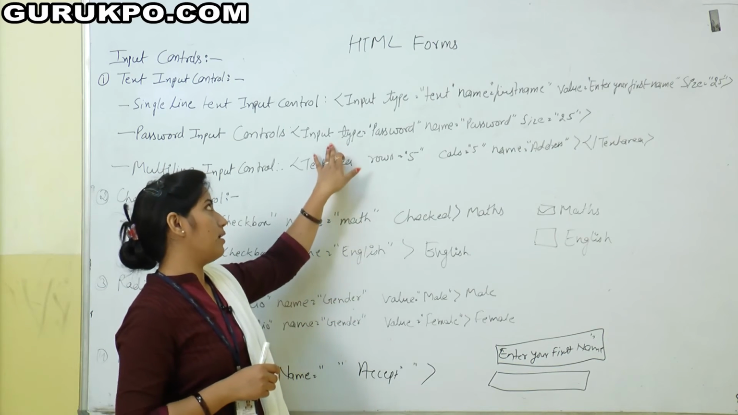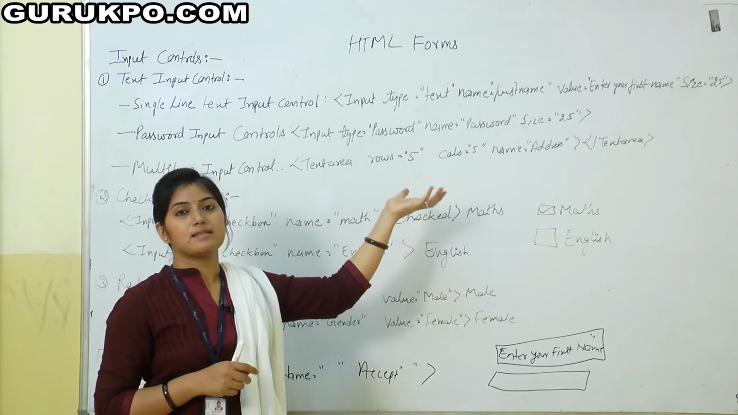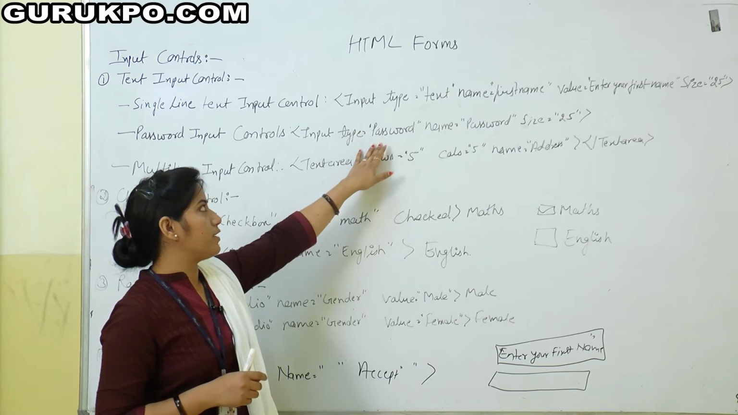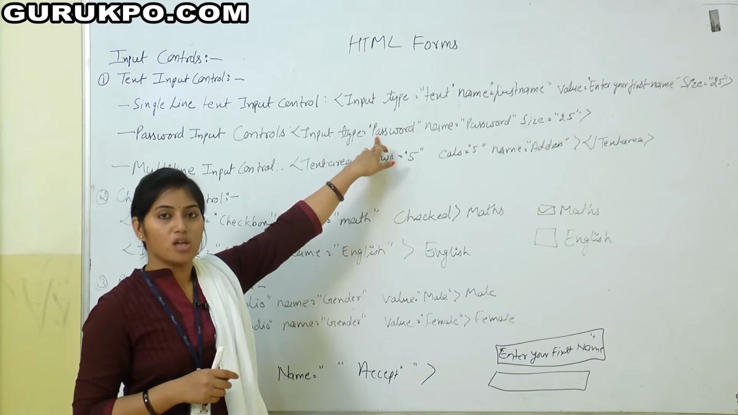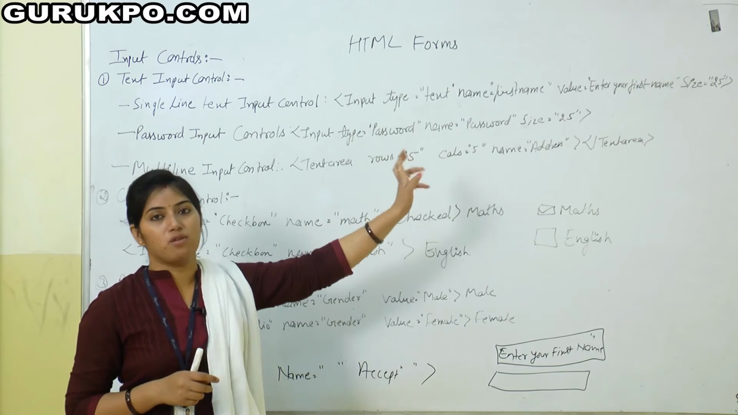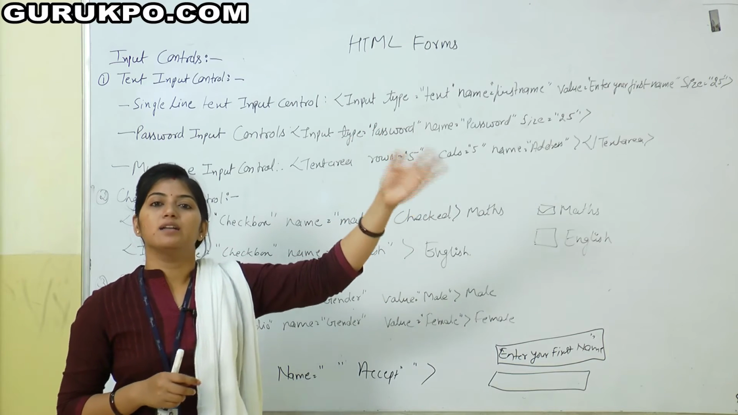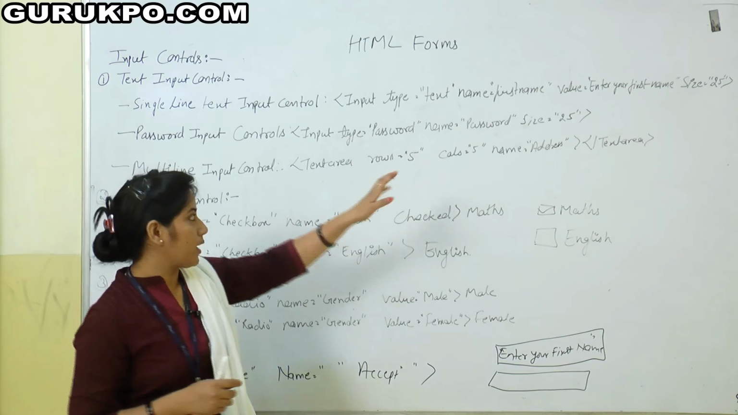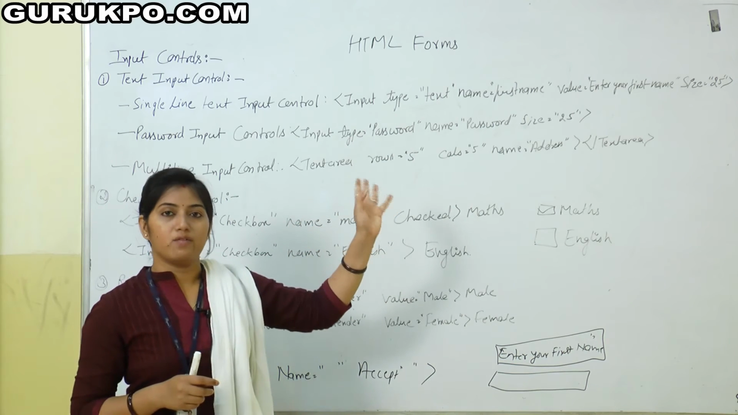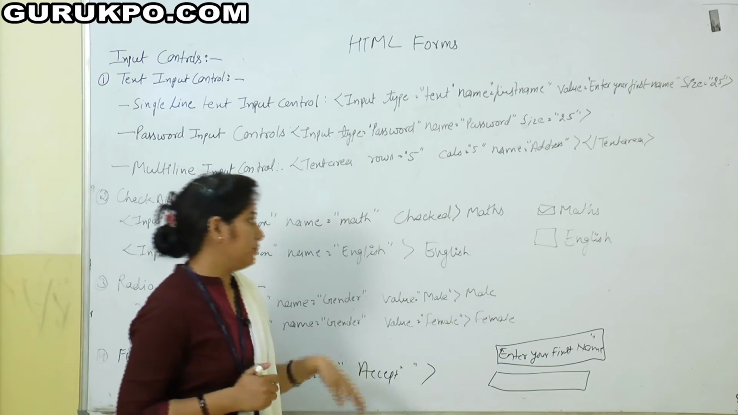So next one is input type password. It is the same as text, but the only difference is the type is password, because we don't want to show our password to the user and other people sitting beside us. Okay. Then next is text area. It will be defined by rows and columns.